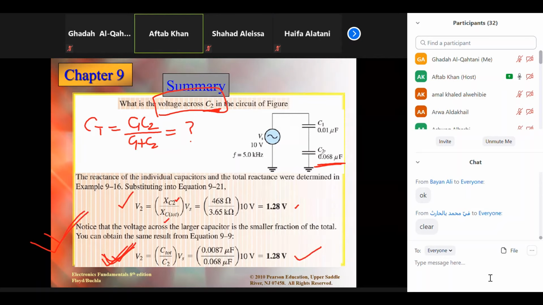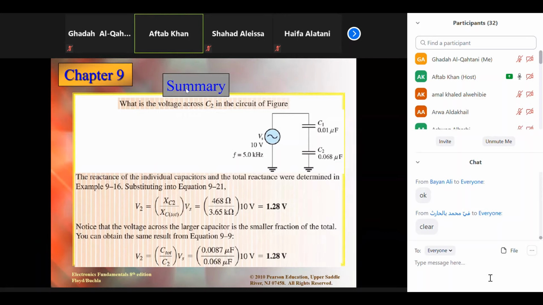But if you apply the first one, you have to calculate XC1, XC2, then XC total is going to be the sum, because it is treated the same as resistances. All right, so do some practice, because you people are having an examination. Before the next class, inshallah, you will practice it, and you will know more about this thing.